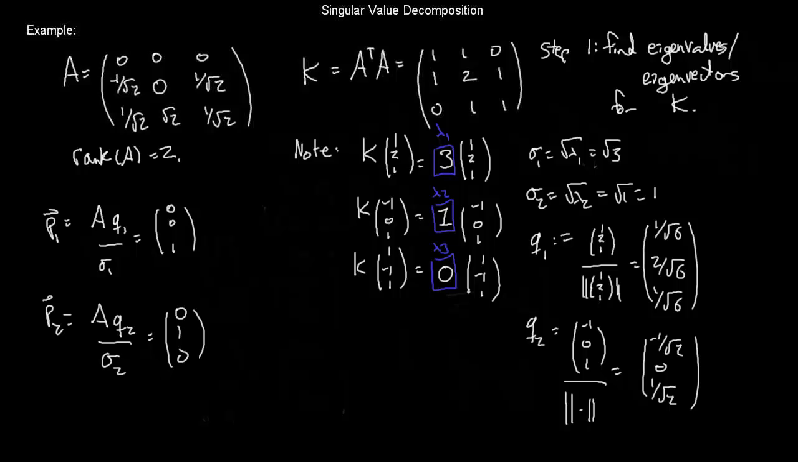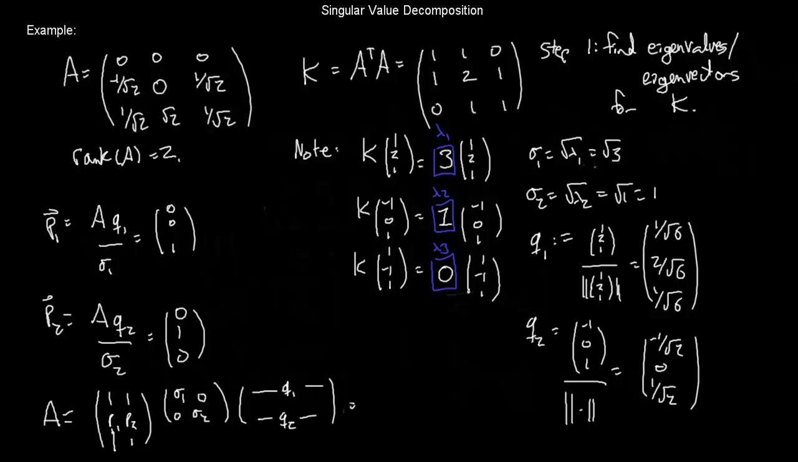So remember that in the third step of the algorithm, you will write your A as a matrix P, with P1 and P2 as the columns of this matrix, times a matrix sigma, with the singular values sigma 1 and sigma 2 as the diagonal entries, times a matrix Q transpose with Q1 and Q2 as the rows. So we have all of the data for that right here.